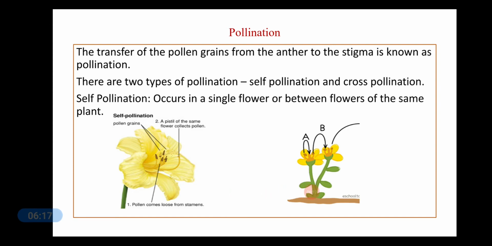As you can see in this figure, this plant has two flowers. Now, once self-pollination is occurring in one single flower, where the anther ruptures, the pollen grains come out and are transferred onto the stigma. This is part A that you see. Now in part B, you can see that the anther of one flower is rupturing and the pollen grains are transferred to the stigma of the next flower which is present in the same plant. So this is also self-pollination. So self-pollination occurs in a single flower or between flowers of the same plant.